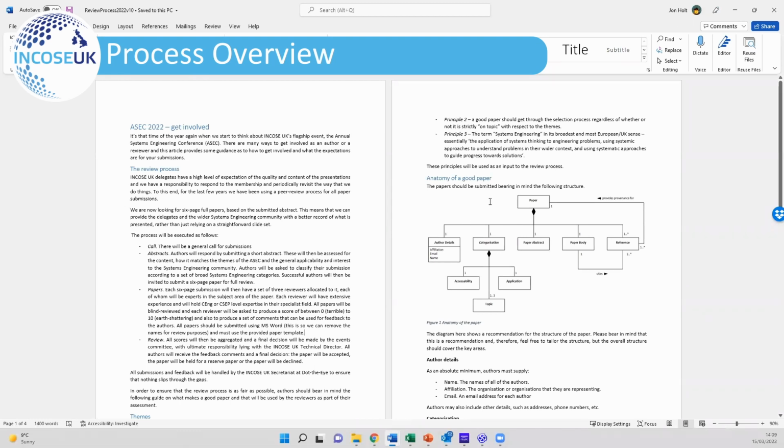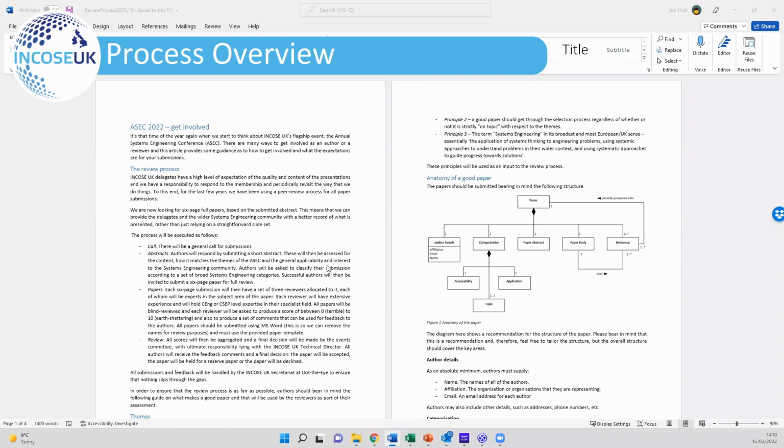But to begin with, what I want to talk about is what makes a good paper. I'm going to talk about how the review process works, and then I'm going to show you the advice that we give to reviewers as well, because if you can understand how your paper is going to get reviewed, then obviously that's going to help you with writing a good paper, and it's going to increase the chances of it getting through.